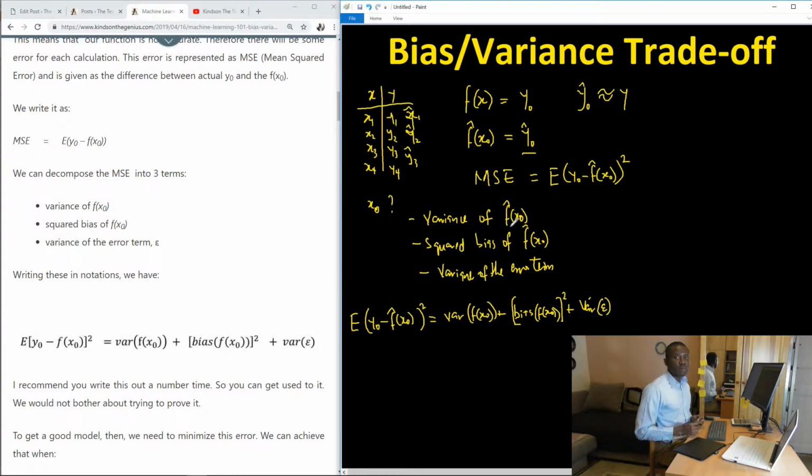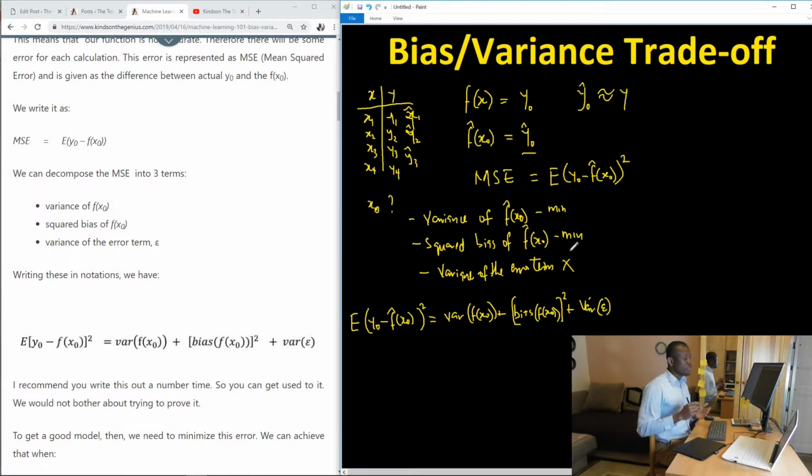And you remember the focus of model fitting or regression is to minimize this mean squared error. So what can we do? We can minimize the variance. We can also minimize or reduce the squared bias. Now we cannot reduce the error term or the variance of the error term because this is error that we cannot actually determine the quantity or even the source.